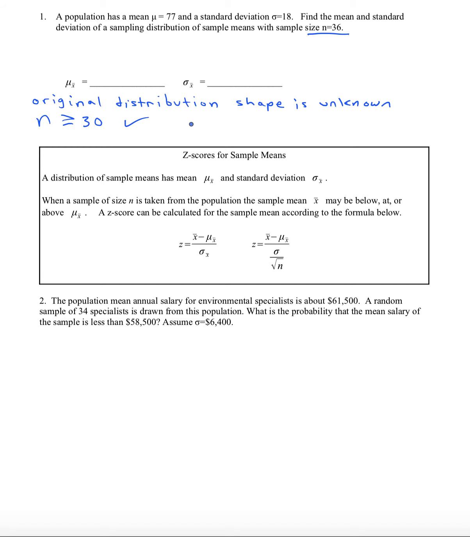So with that in mind, we can use the central limit theorem, which says that our mu of our x bar will simply equal the mu of the original distribution. So since the original distribution had a mean of 77, our sampling distribution will have a mean of 77 too.